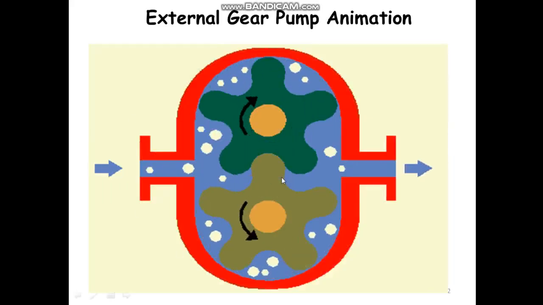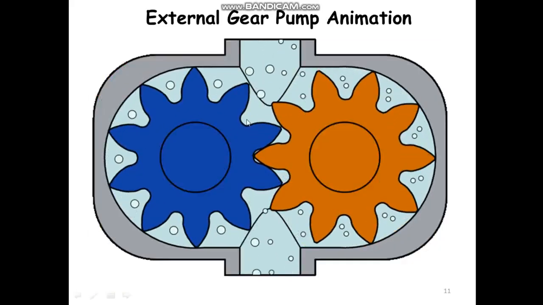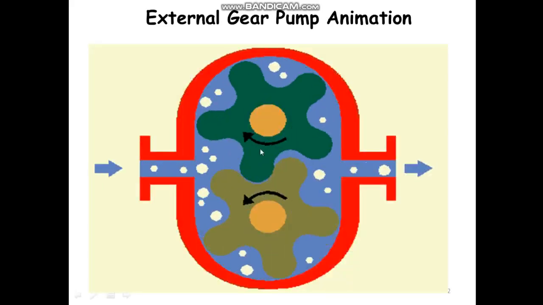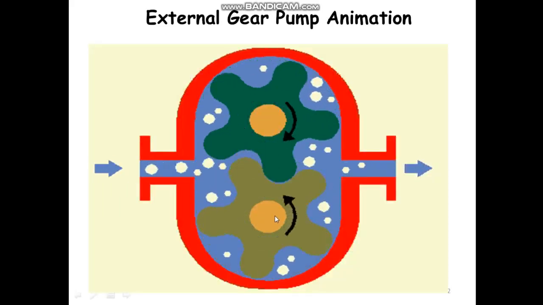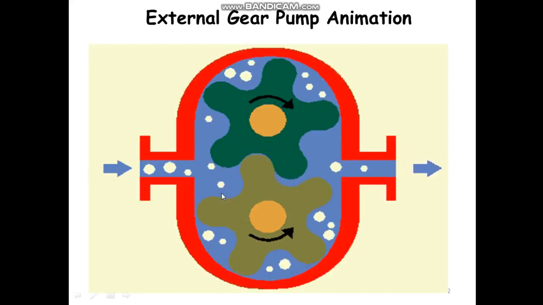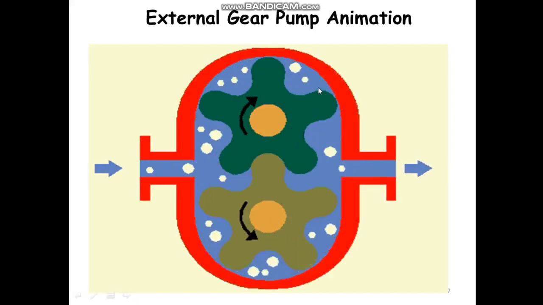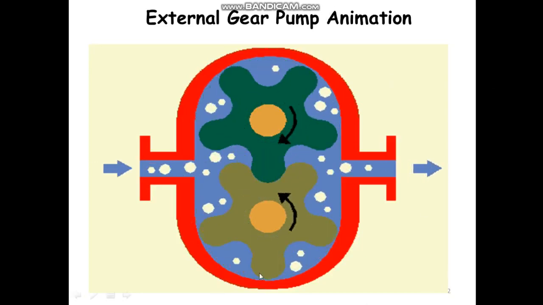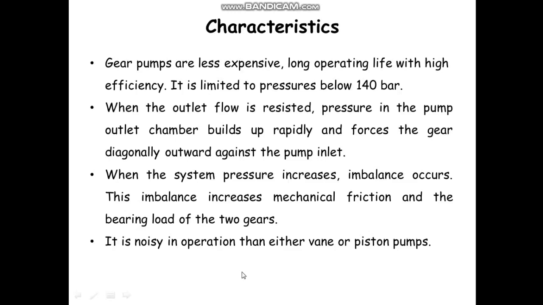Okay, so you can see here the profile of the gear tip is different, and here it is different. So it depends on the type of external gear pump. That depends on which profile of gear tips is used for creating the pump. So the characteristics of the gear pump are that they are very inexpensive. They last for a longer life with high efficiency. It is limited to pressure below 140 bar.